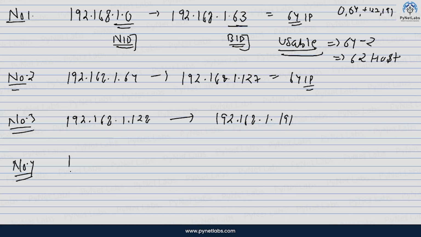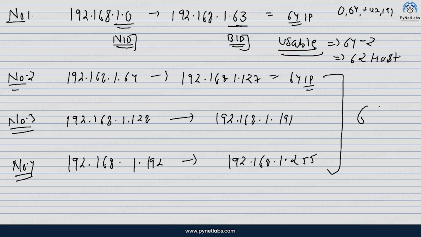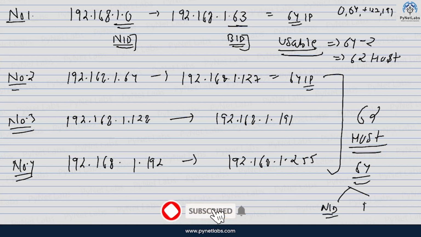And then finally the last subnet, 192.168.1.192, and the last value you will get is 192.168.1.255. These are the four subnets, and per subnet you are getting 62 usable hosts, and the total IPs are 64. NID and BID are not included.